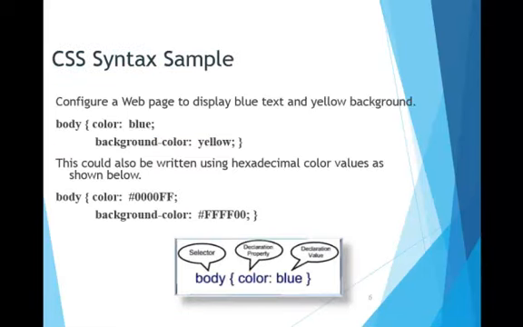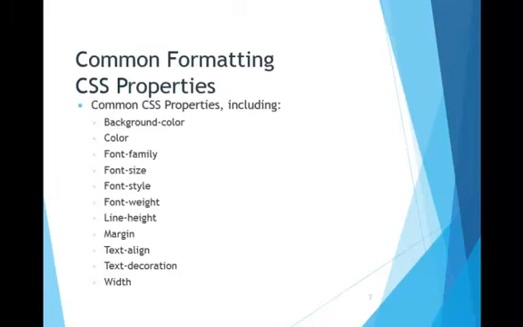To configure a web page to display blue text and a yellow background, you're going to use the body, then color blue, and tell it that the background color should be yellow. This can also be written using hexadecimal color values as shown below, and we're going to get into colors soon. There are very common formatting properties in CSS, things such as background, font, family, size and style, line, margins, text, and width.